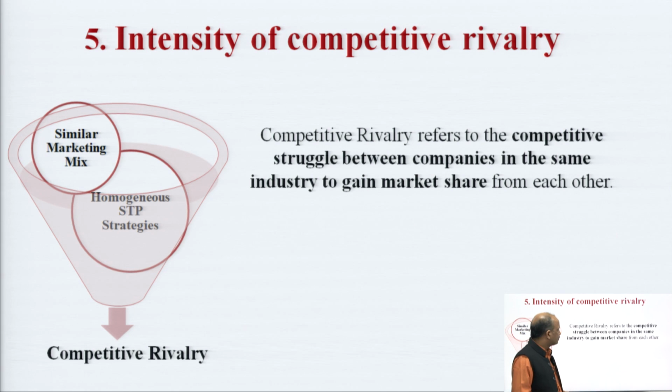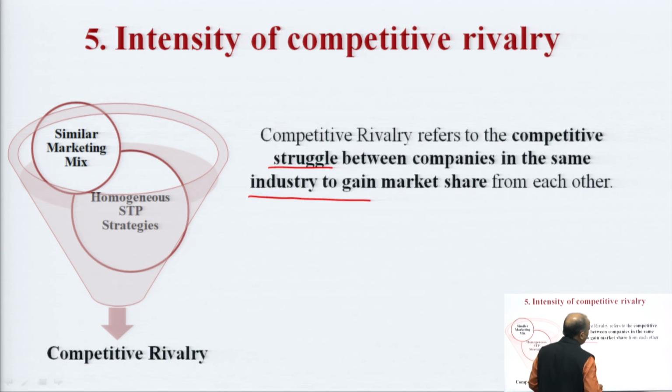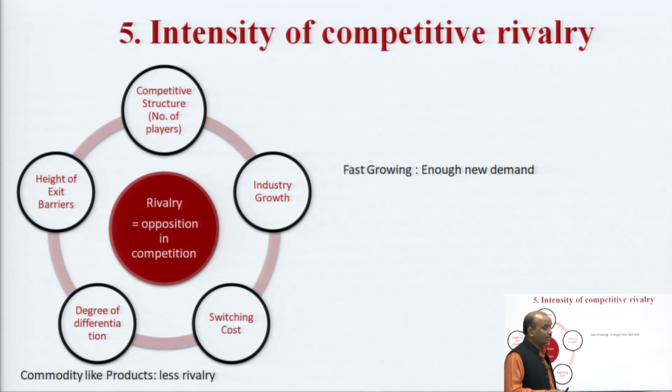Intensity of rivalry refers to the competitive struggle between companies in the same industry to gain market share from each other. Why do these companies struggle? Because they deal in a similar kind of marketing mix. They are following similar strategies, and therefore they are competing with each other. What decides the intensity of competitive rivalry? The competitive structure, how many players are in the industry, industry growth, switching cost, degree of differentiation, and height of exit barriers. So fast growing industries, wherein demand is being generated, obviously will have less competitive rivalry.